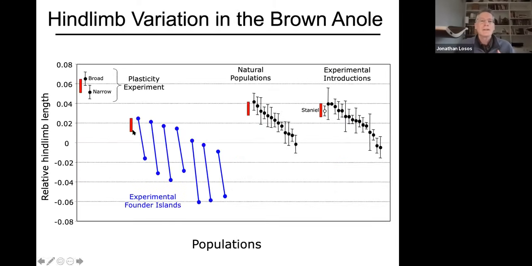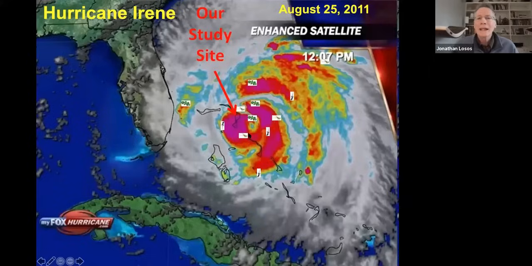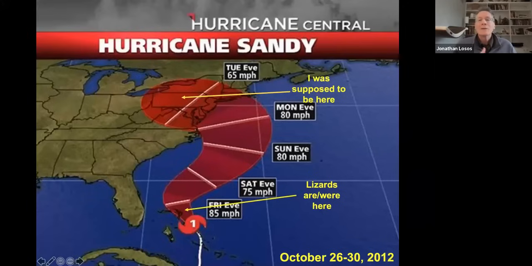I should show, here's the difference compared to our plasticity experiment showing the magnitude of the change. Once again, hurricanes finished this one off. Here's Hurricane Irene. Here's Hurricane Sandy, which wiped out 5 of the populations, ending the experiment.